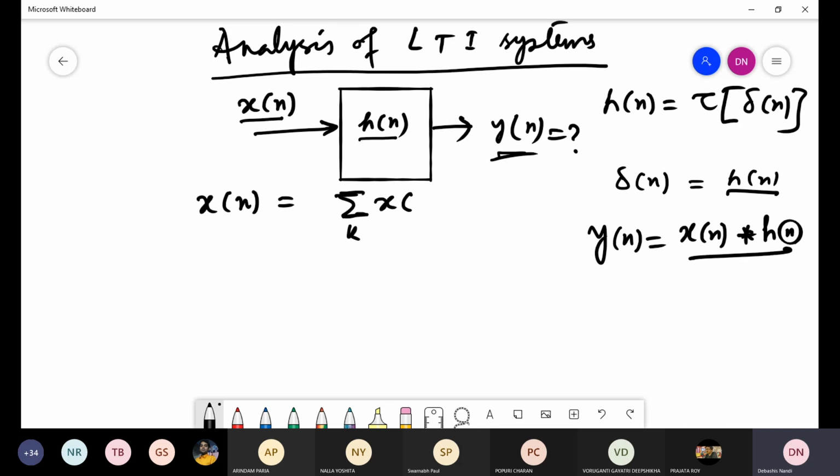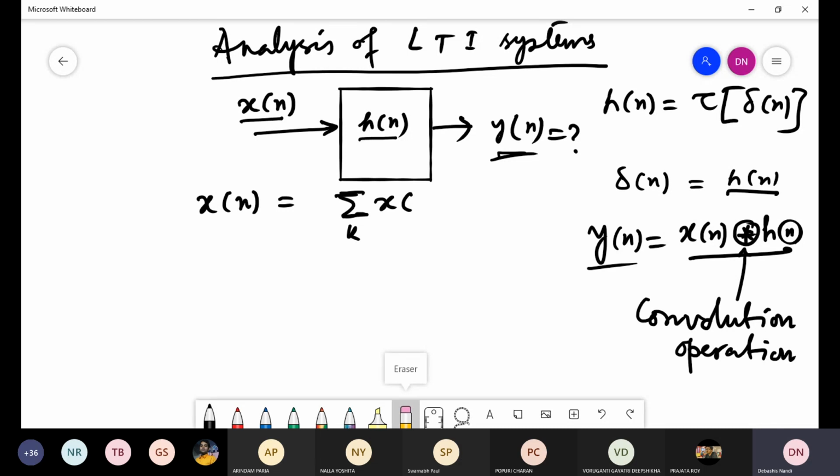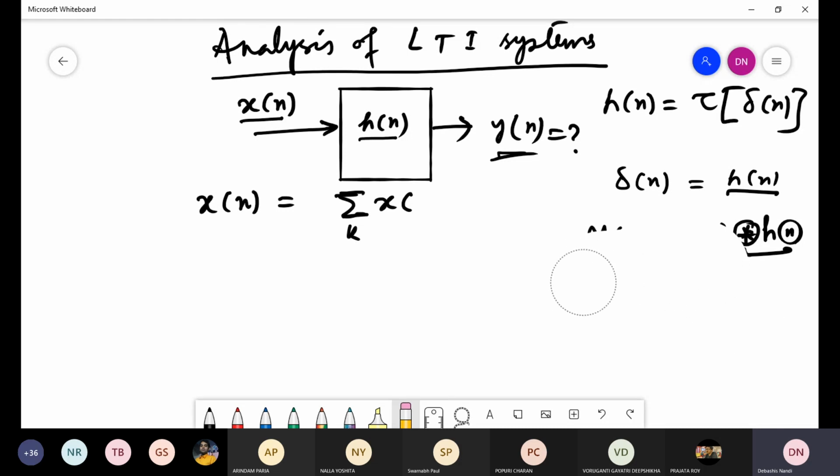I will discuss what convolution is. This is convolution: x n convolution h n. So x n is convolved with h n, then you are getting y n. This is a convolution operation. Sometimes it is written in this form. I will discuss this convolution operation at the end of this class. Now let us see how we can achieve this.